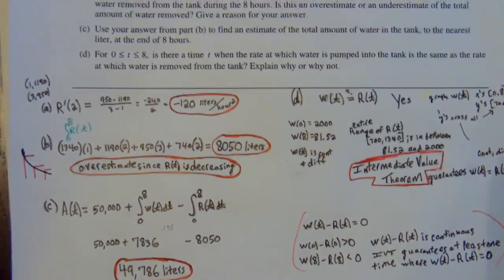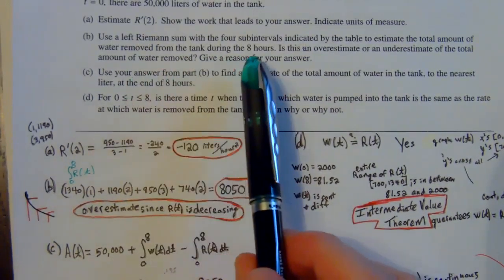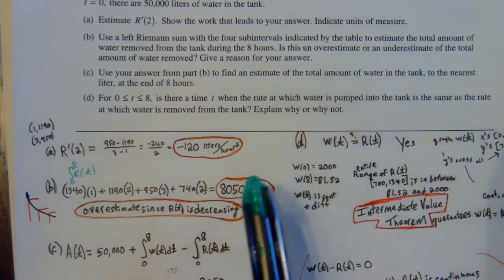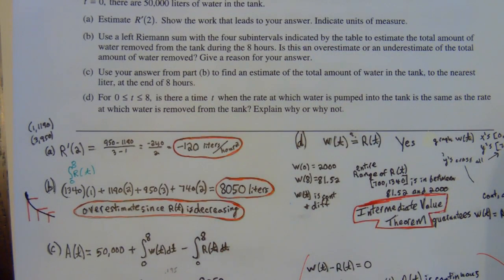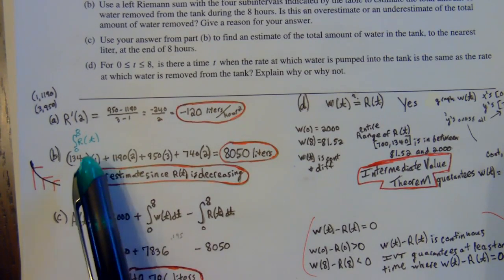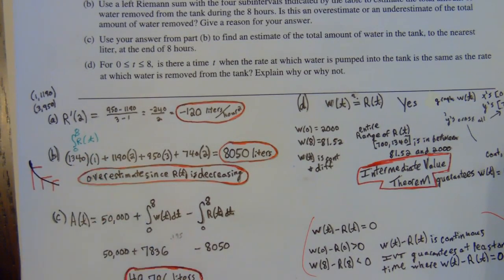Now for part B, it says use a left Riemann sum, 4 subintervals indicated by the table, to estimate the total amount of water removed from the tank. So what we're trying to figure out here is the integral of R of t in between 0 and 8, because it just says how much was removed from the tank. And that's all I care about is the R. The R is the removal amount. Don't care about the W, don't care about what's already there.